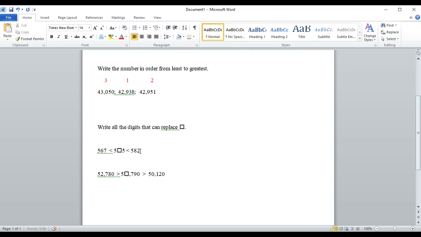So my favorite method is kind of the guess and check. The first thing, and I always like to start at the beginning, which is 0, I'm going to replace that box with a 0, and then I'm going to read this sentence and see if it makes sense. This is actually a number sentence. That's why I called it a sentence.